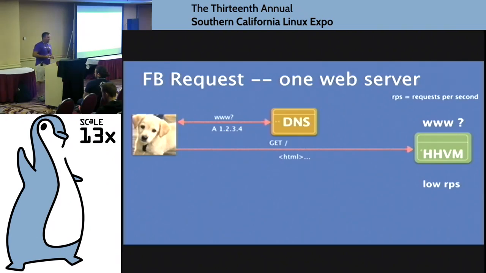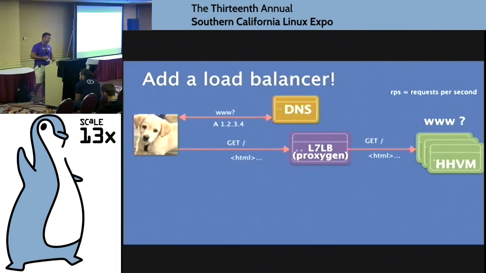There are also other problems in that you would have to terminate TCP on this server and also do SSL negotiation, which has non-trivial, non-zero overhead. So how do we get more RPS? We add a load balancer.